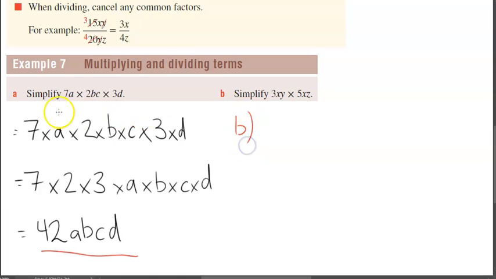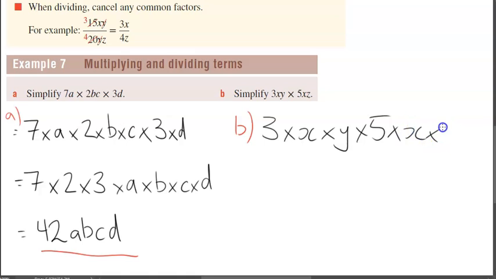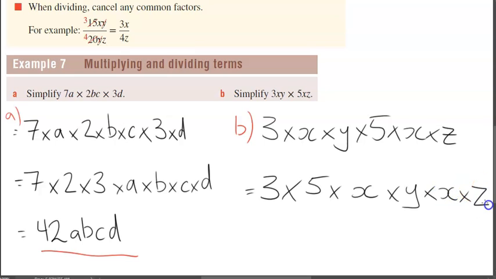Second one, same concept. This is A and there's B. 3xy times 5xz. So let's write this as the expanded version. 3 times x times y times 5 times x times z. Let's gather the numbers. 3 times 5 at the front times x times y times x times z. 3 times 5 is 15. How many x's do we have? 2 of them. So this is written as x squared. We only got one y, so it's just a y, and one z, which is a z, and that's our final solution.